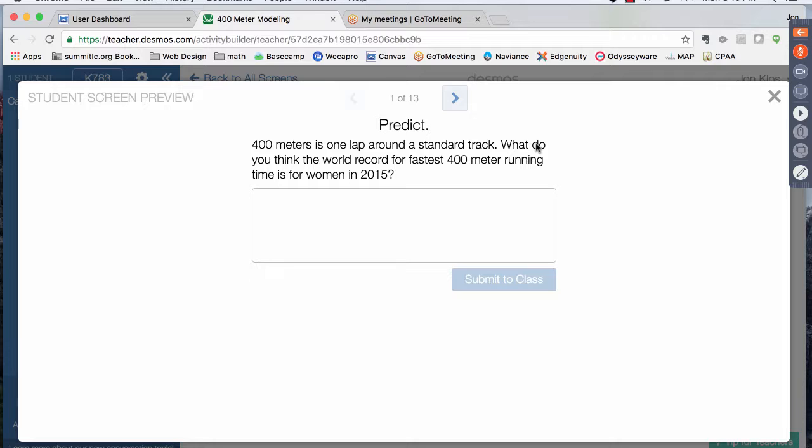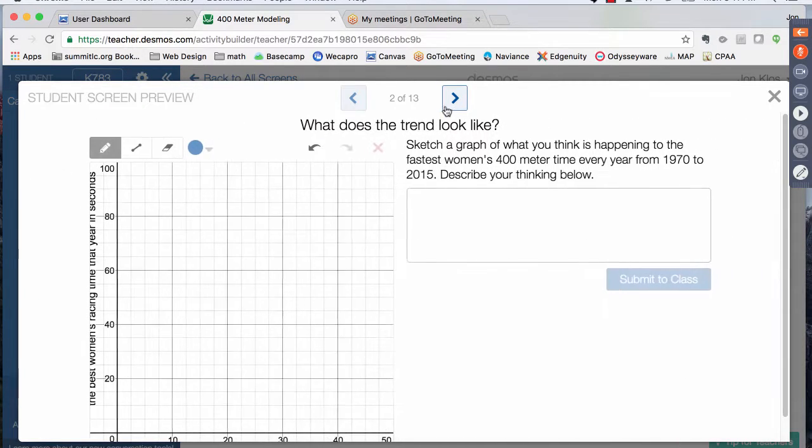The whole context of this Desmos activity is the Olympics and the 400-meter race. 400 meters is one lap around a standard track. What do you think the world record is for the fastest 400-meter time for women? Put in any answer, just kind of thinking about it. I'm going to type in 1 minute. That's pretty fast. Submit that, and I'm going to go along.